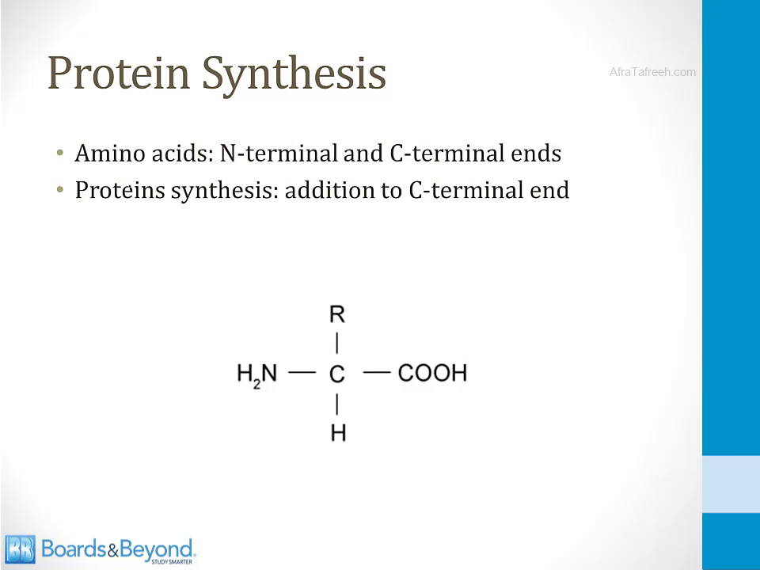So first, a general point. Amino acids have an N-terminal end and a C-terminal end. If you look at this drawing on the screen here, this is the N-terminal end with the amine group. This is the C-terminal end with the carboxylic acid group. And protein synthesis always occurs such that additional amino acids are added to this end here, the C-terminal end, and this begins to link up amino acids in a chain going in this direction.